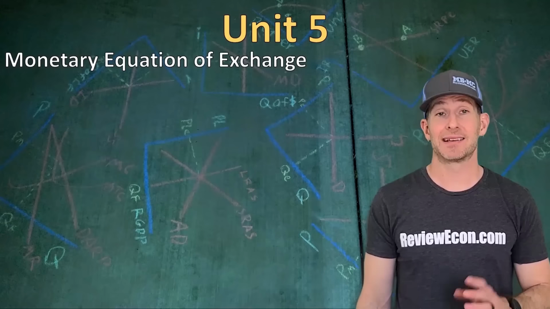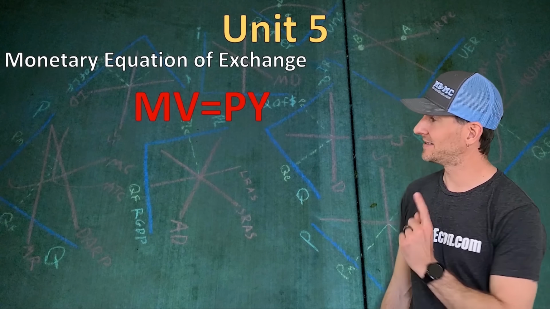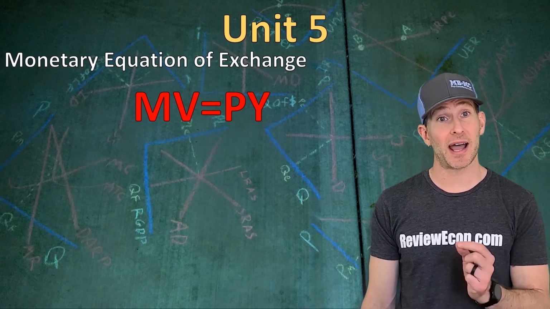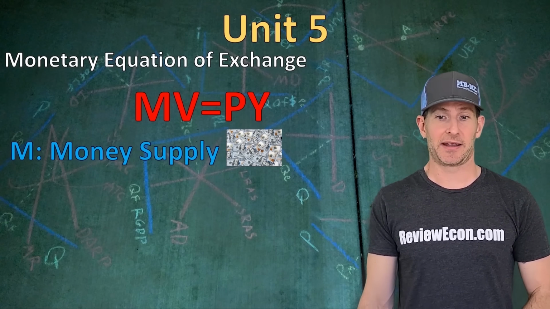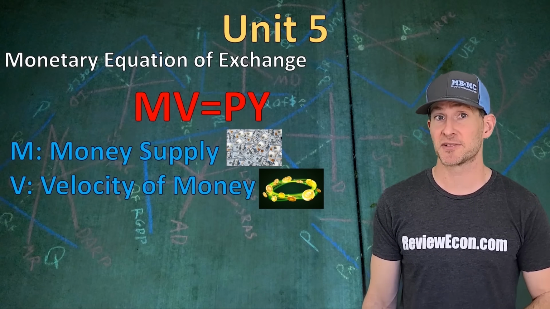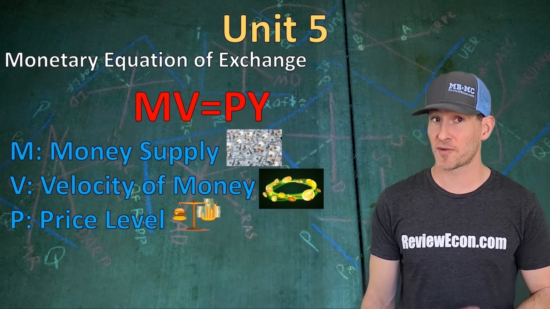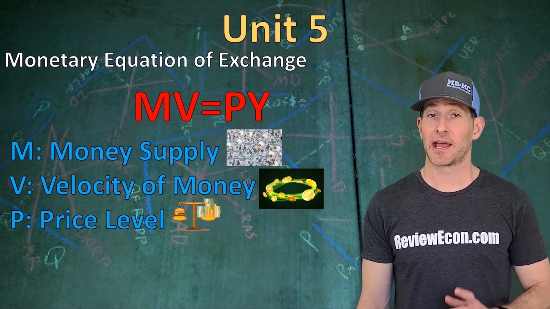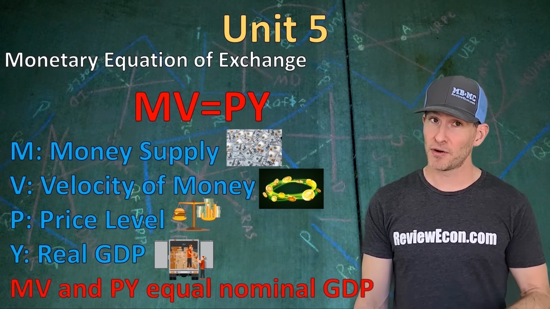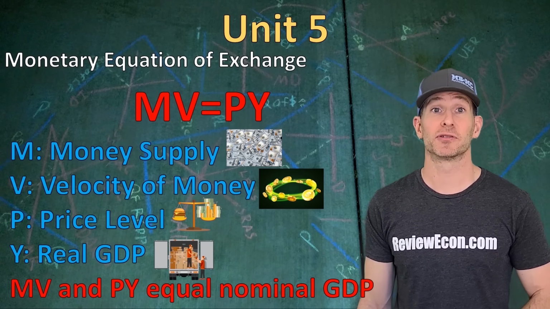Now we're on to Unit 5 with the monetary equation of exchange. Here's the formula. It's MV equals PY. What do those variables represent? Well, M is the supply of money. V is the velocity of money. That's the number of times a dollar gets spent per year on average. P is that price level, the same one you know from your ASAD model graph. And Y is real GDP, also known as real income or real output. Both sides of this equation, MV and PY, equal nominal GDP.